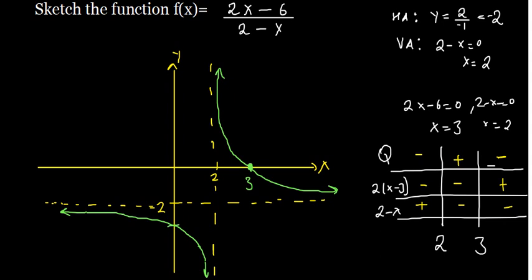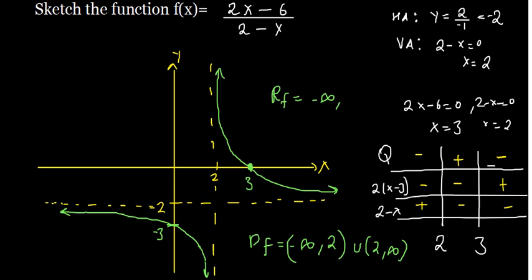One value important to find is where the function is crossing or cutting the y-axis. Where it cuts the y-axis, x is equal to 0. So we put 0 here, we also put 0 here, we're going to have -6 over 2. This is -3. So the domain of this function is from negative infinity up to 2, and then from 2 all the way up to infinity. And then the range of this function, the smallest y value we can have is negative infinity going all the way up to negative 2, and then from negative 2 all the way up to positive infinity.